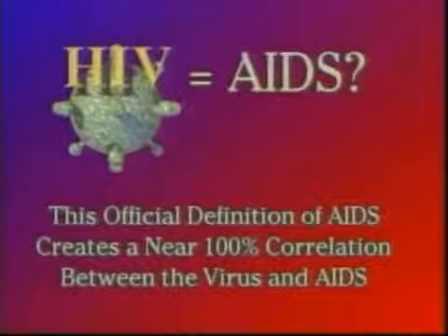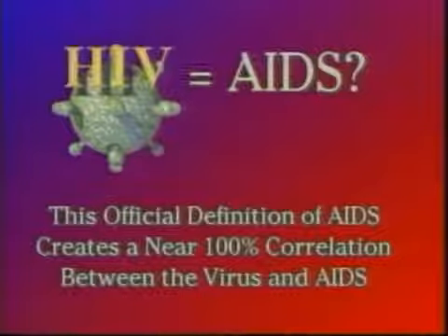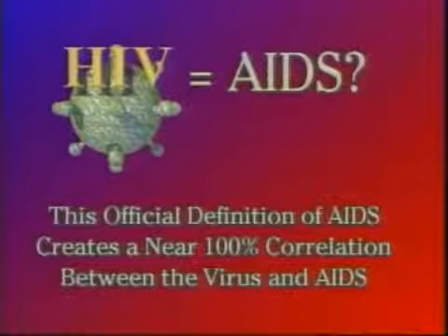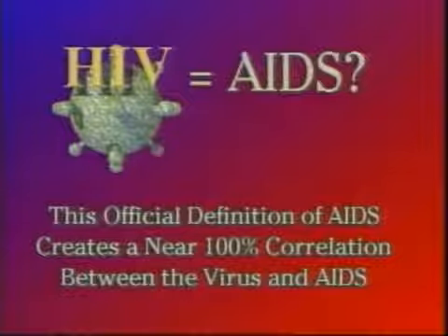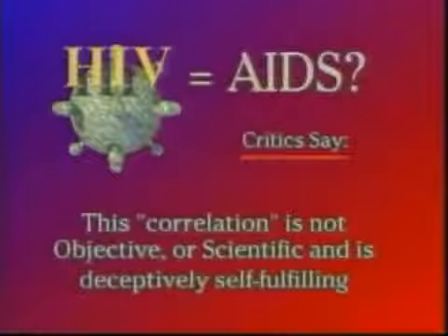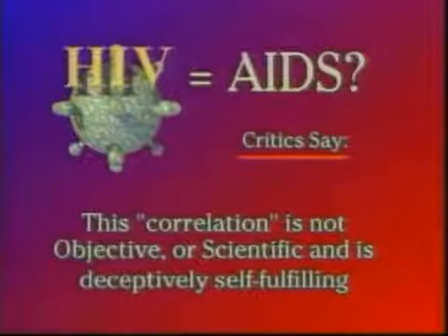Using this official definition, HIV proponents arrive at a near 100% correlation between the virus and AIDS. And remember, the HIV hypothesis is based solely on correlational evidence. And you can find a correlation, there's no question about it. If you ignore all the cases where there isn't a correlation, you have a correlation. But that's very bad science, and it's very bad epidemiology as well. Critics say this correlation is not objective or scientific, and deceptively self-fulfilling. It's a self-fulfilling prophecy, yes. And science is designed to get around self-fulfilling prophecies, but in this case it's proceeding on the basis of one.